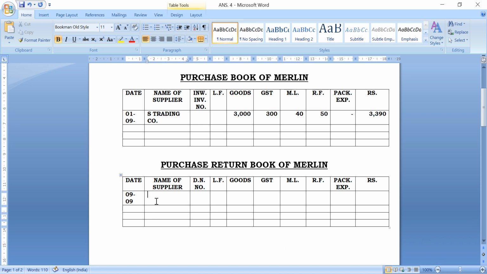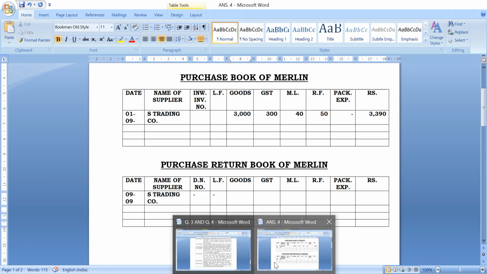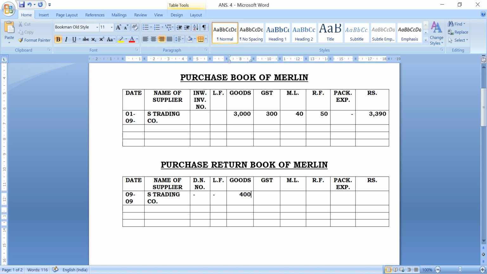Name, S Trading Company. Here in the note number we do not give anything. Refer the other details. Goods of 400. Put 400 in the goods column. 400.